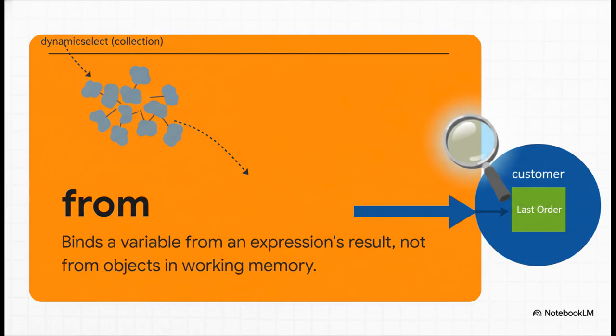Okay, this one might sound a little like dynamic select, but there's a really key difference. While dynamic select is great for grabbing a whole collection of things, from is perfect when you need to grab one single specific object, like customer.getLastOrder. It just plucks that one result right out of the method call.